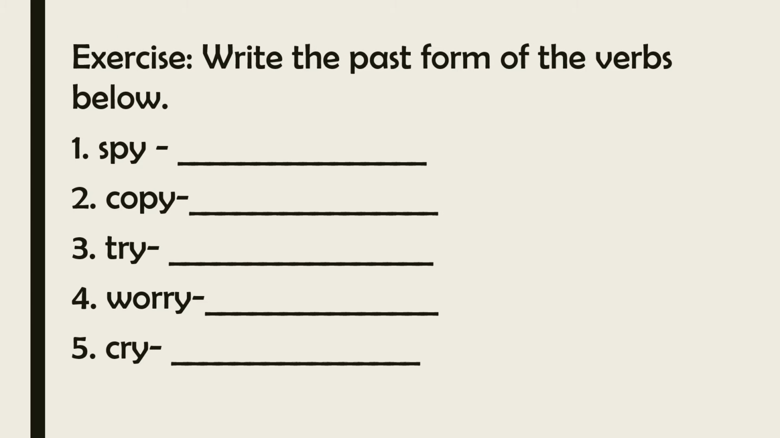So let us answer the exercises. Write the past form of the verbs below. These verbs from the exercises are the verbs ending in y. So remember the second rule in changing simple past tense in regular verbs. Number 1, spy. Number 2, copy. Number 3, try. Number 4, worry. Number 5, cry.